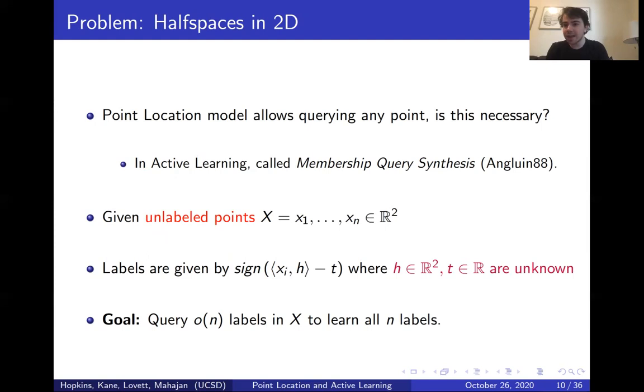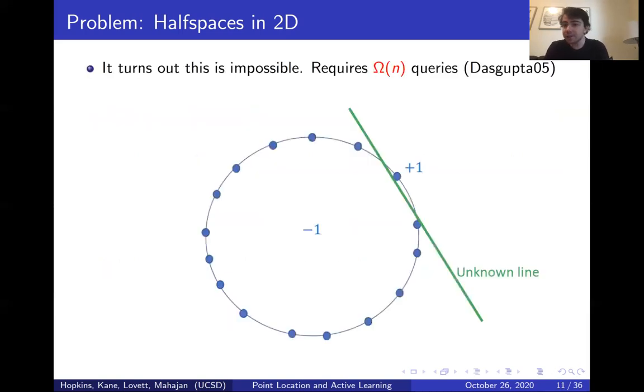So let's say we're given n unlabeled points in 2 dimensions, and their sign is given by some non-homogeneous hyperplane. So the inner product with some vector h in R^2 plus a shift. And the goal is, given these arbitrary points x, we'd like to learn all n labels, doing something asymptotically better than the trivial solution, which is just querying all of the points. So we'd like to use little o of n queries to learn all n labels. It turns out you can't do this.